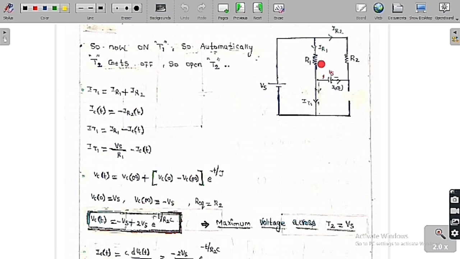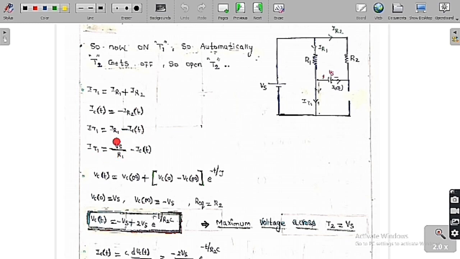Let me assume the current in R1 is IR1, the current in R2 is IR2, and this is the current in thyristor 1. So the thyristor current IT1 is a summation of these two currents by KCL. So IT1 is equal to IR1 plus IR2, whereas IC of t is equal to minus IR2 of t, as both are opposite in direction. Therefore, substituting IR2 as minus IC of t, we get IT1 is equal to IR1 minus IC of t.